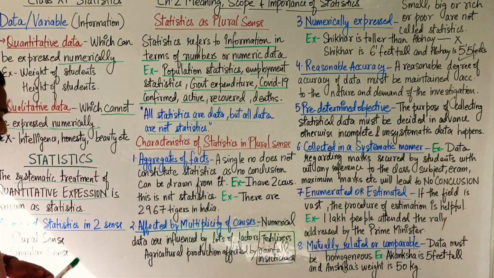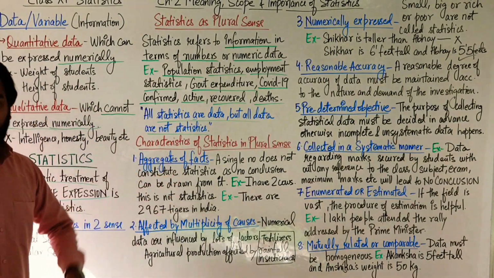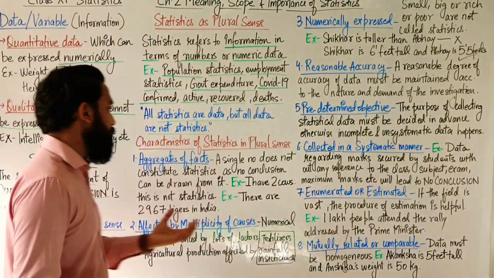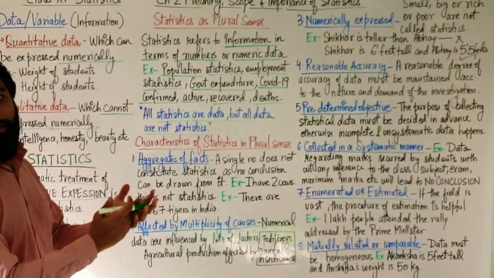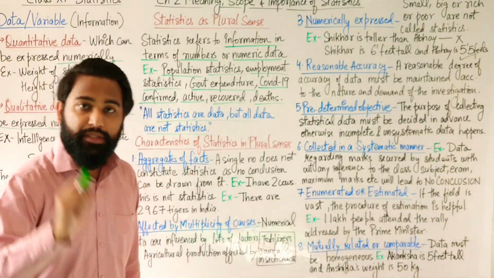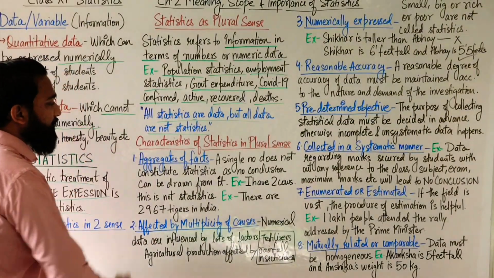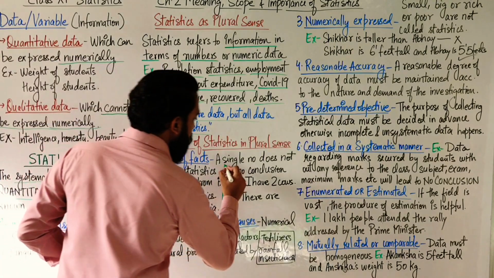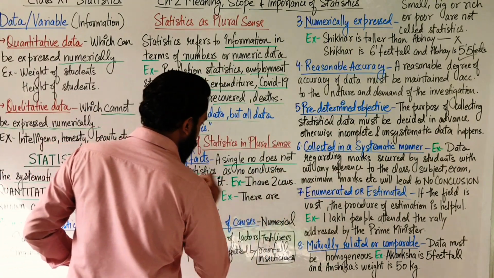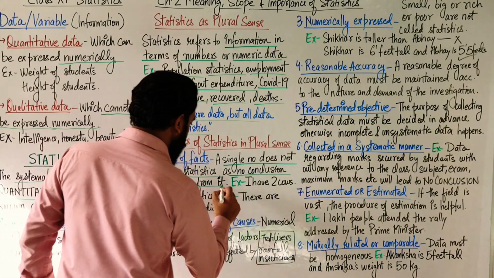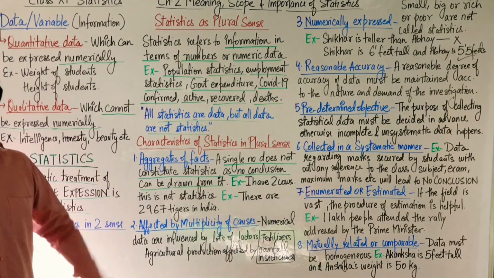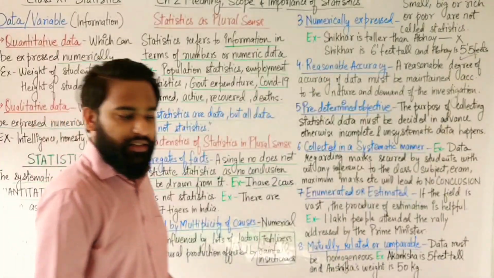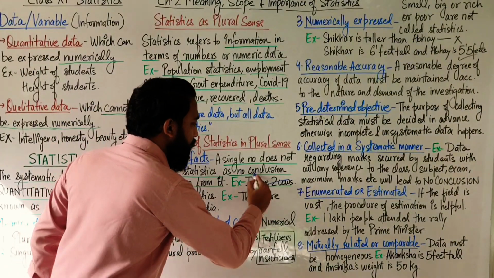The first one is aggregates of facts. Aggregate means the total, the sum up, the summation. If we add all those numeric data, then it becomes statistics. Statistics in plural sense means aggregates of facts. Now, a single number does not constitute statistics as no conclusion can be drawn from it. Like, I have 2 cows. Is this a valid statistic? No, this is not statistics.